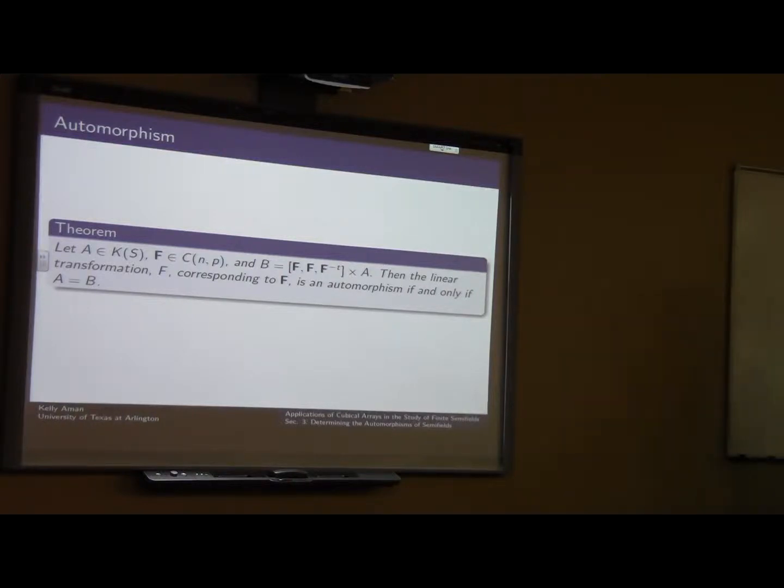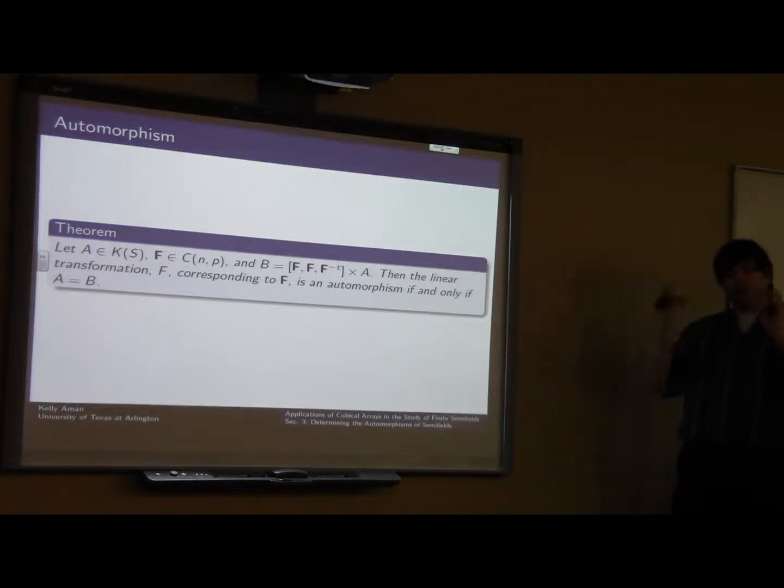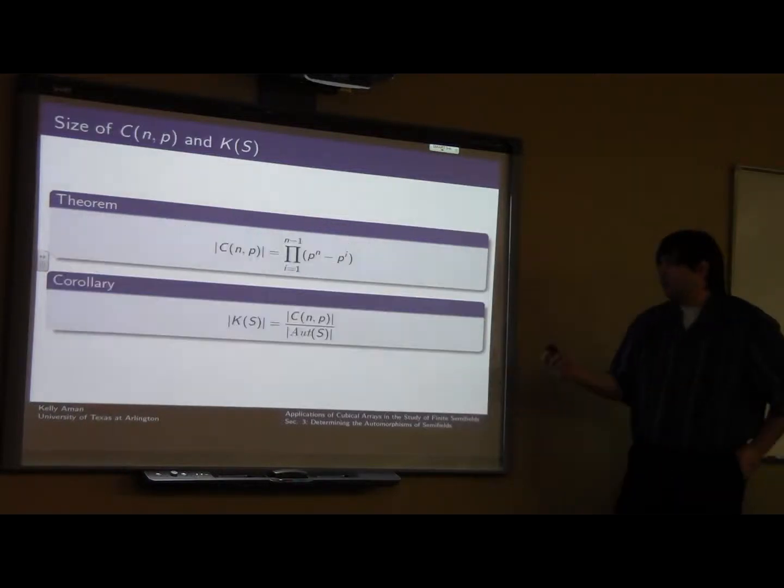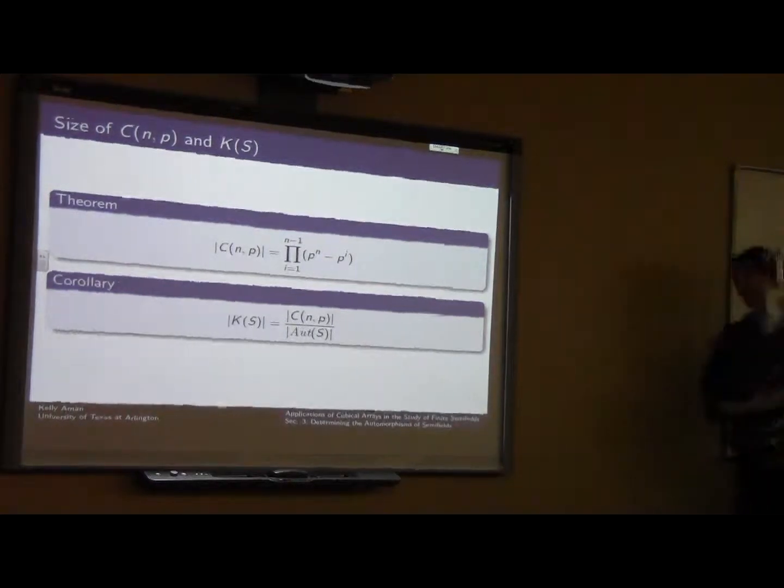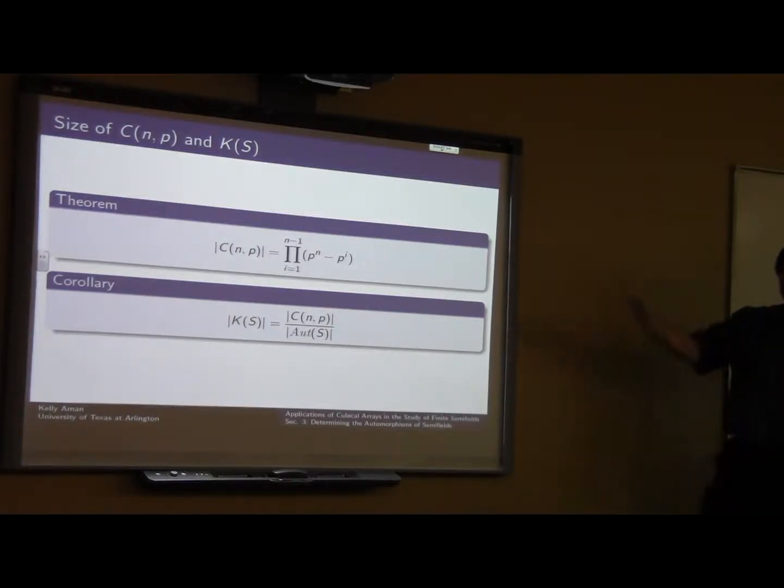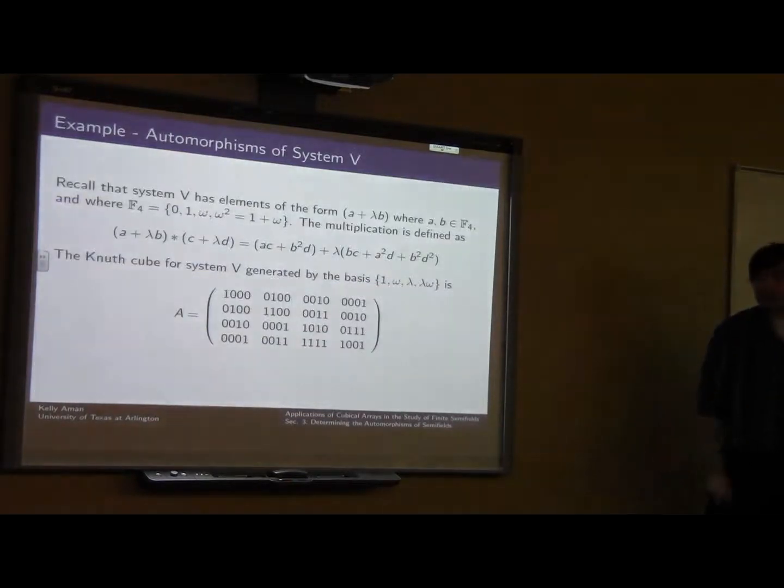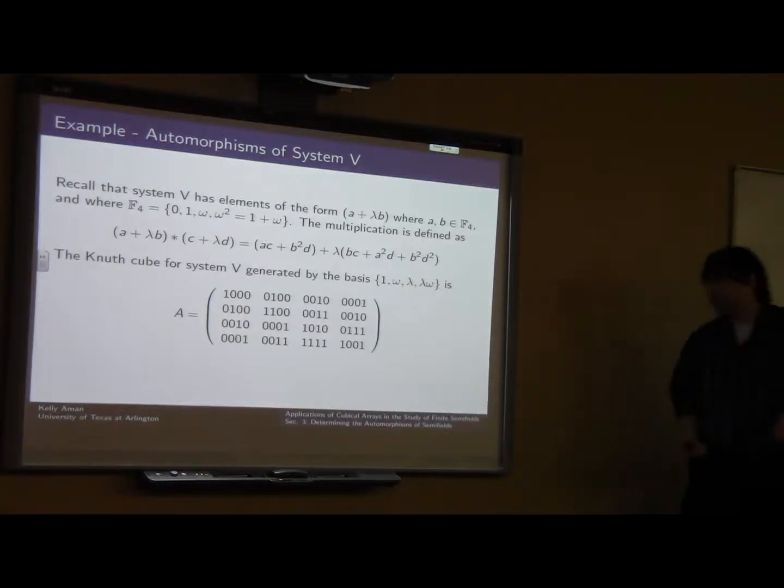So this allows us to find all the automorphisms of S by just picking an A and finding all of the matrices that will, through this triple product, map A back to itself. The problem is C_n(p) is kind of large. So just using some linear algebra, you can show that the size of C_n(p) is equal to the product from i equals 1 to n minus 1 of (p^n minus p^i). But this does give us a way of discussing the size of K_S now. So the size of K_S is equal to the size of C_n(p) divided by the size of the automorphism group of S. So if you guys don't mind, we can go through an example.